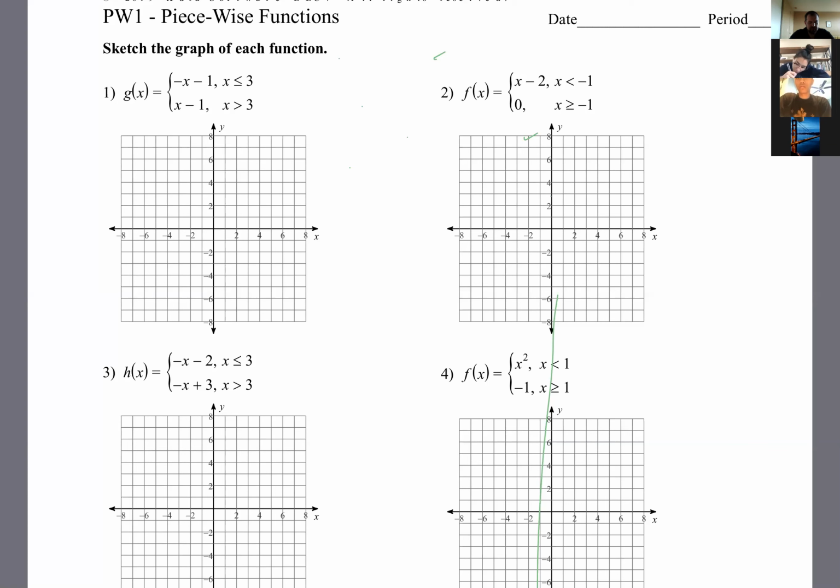Mr. Morrison, this is number 1. Do you want us to state the domain and range for piecewise 1? Only if it asks for it. Here it doesn't ask for it, so you don't have to.